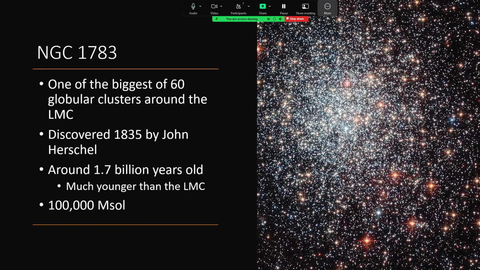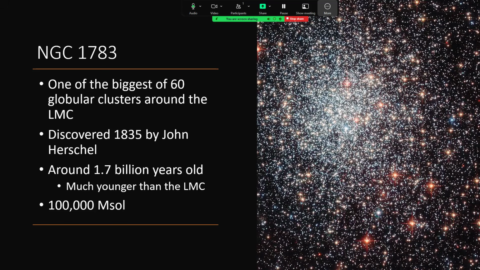Curiously, the age of this appears from studying the stars within it and the degree to which the most massive ones have evolved. You get an age of about 1.7 billion years, which is much, much younger than the Milky Way or the large Magellanic Cloud. Those are about 13 billion years old. They're very ancient galaxies indeed. So this globular cluster seems to not match at all well.